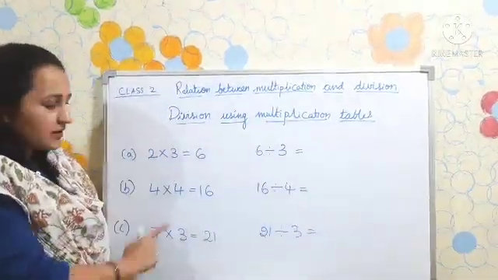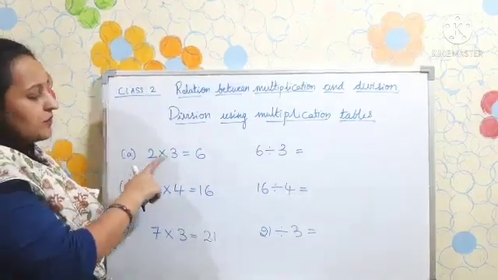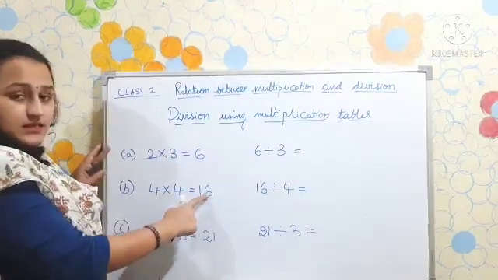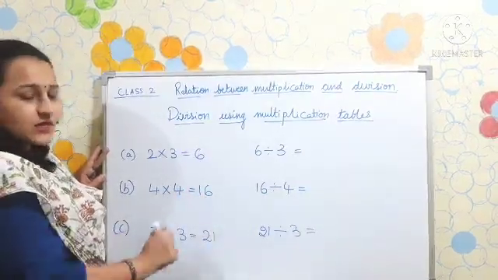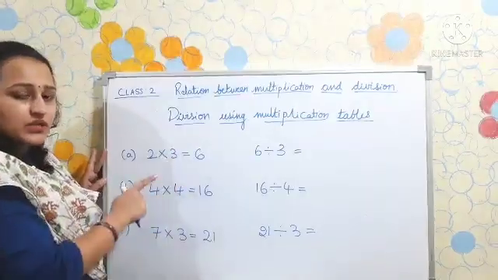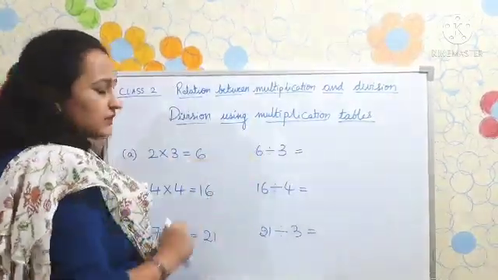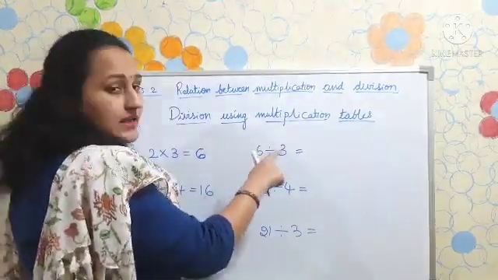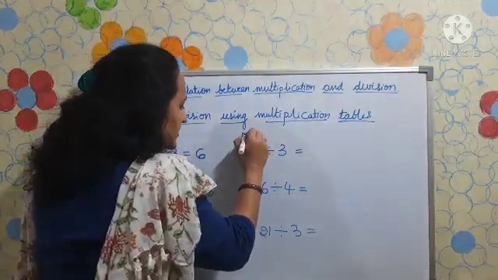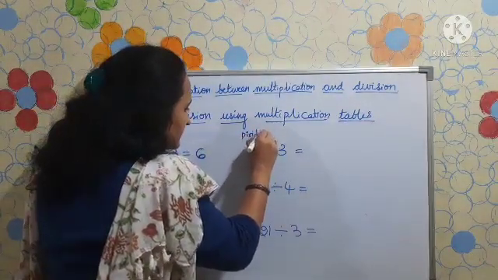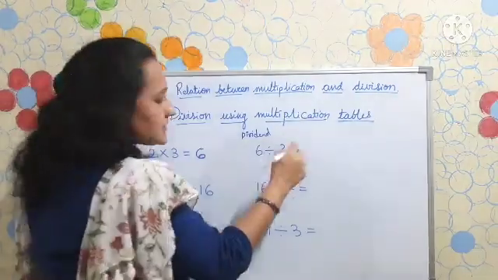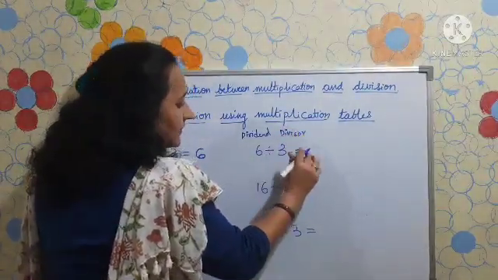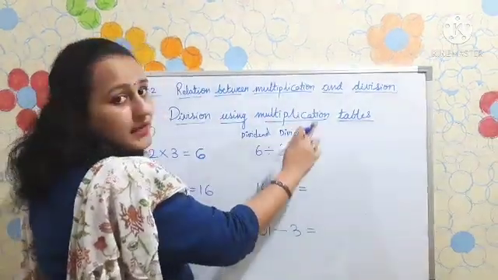We have already given the multiplications here. 2 times 3 is 6, right? 4 times 4 is 16. 7 times 3 is 21. By using this multiplication table, we are going to solve the divisions. So we already know in division sums, 6 is the dividend, 3 is the divisor, and here the answer will be the quotient.